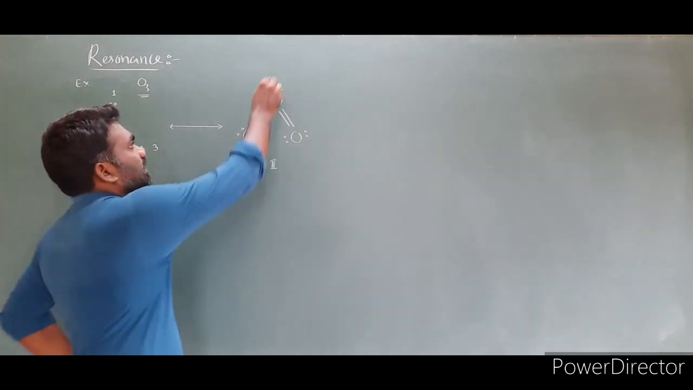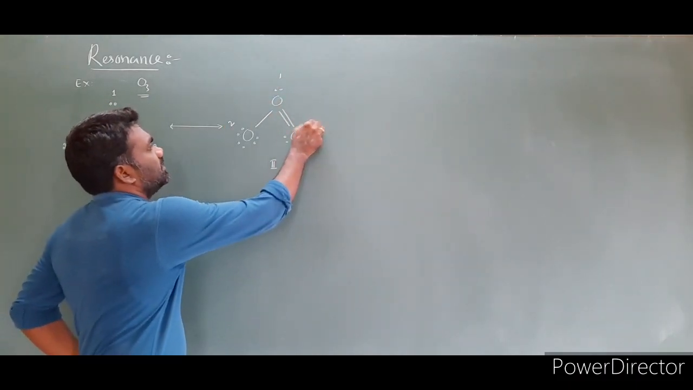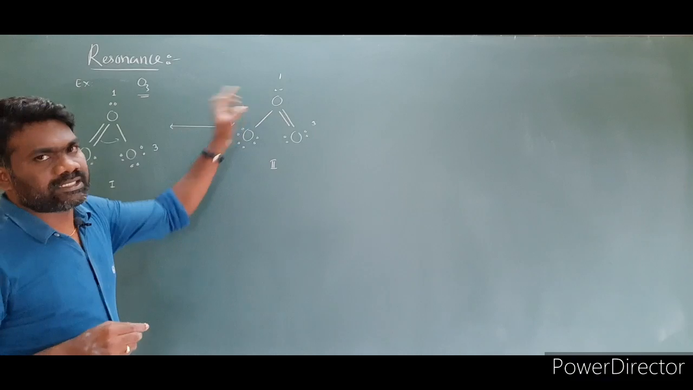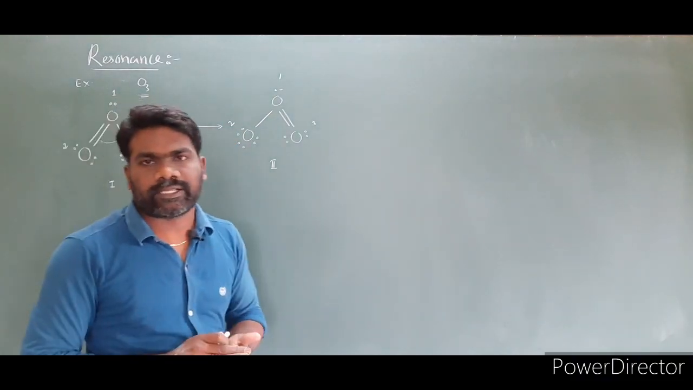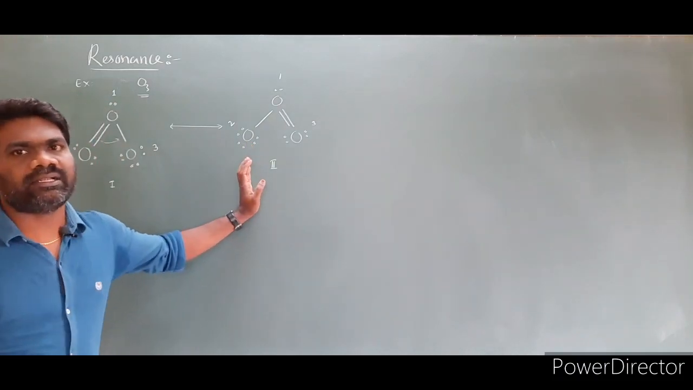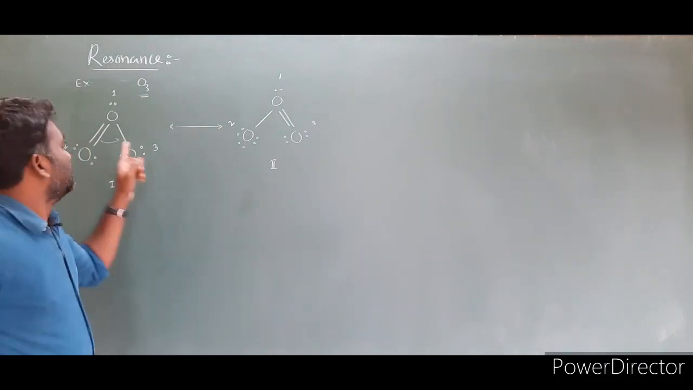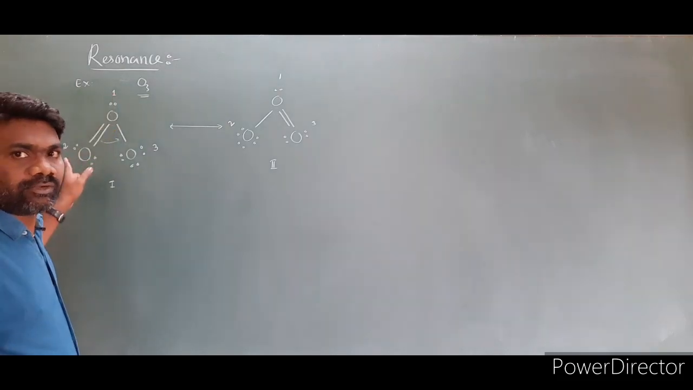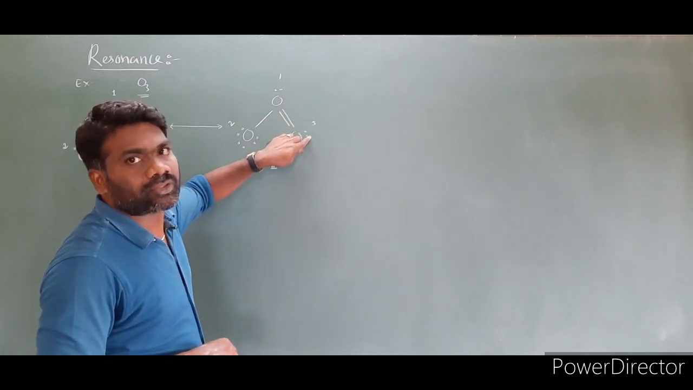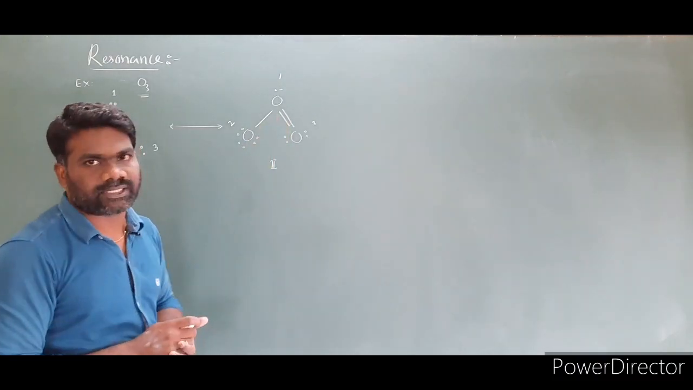If you look at this structure, again we label: the position of atoms remains the same. This is the first oxygen, this is the second oxygen, this is the third oxygen. Is there any difference you identified from the first structure to the second structure? Yes, one difference. The double bond is between the first oxygen and second oxygen here, but here the double bond is between the first oxygen and third oxygen. This bond is moved to here. This is the second structure we got.